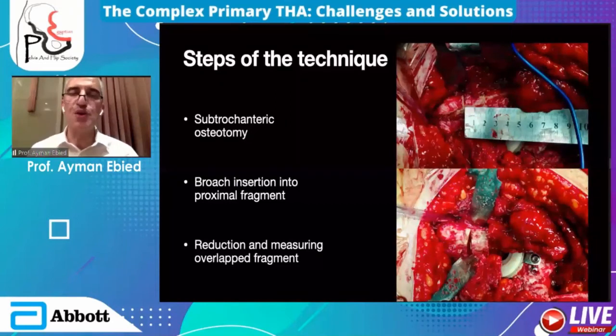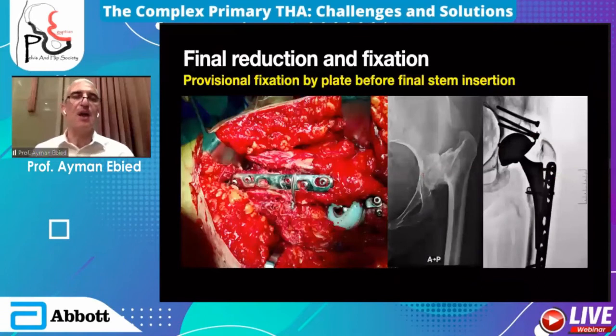The fixation of the osteotomy starts while the broach is already holding the proximal to distal fragments, inserting the plate outside with unicortical screws, at least as provisional fixation. Then you remove the broach and insert the actual stem and complete the fixation of the site of the osteotomy. So it is a provisional fixation while the broach is in, and then you remove the broach and insert the definitive stem into the proximal and distal parts of the femur and complete the fixation.